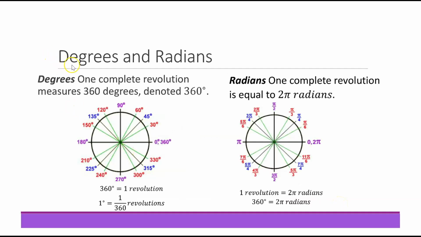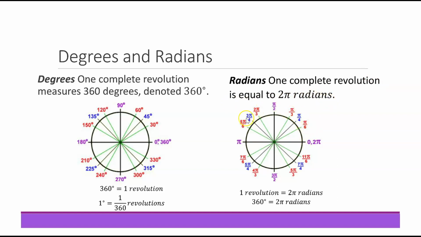Here's a brief overview of degrees and radians. For degrees, we say one complete revolution measures 360 degrees, and here's the notation. So one complete revolution is 360 degrees. So 1 degree is 1/360th of a revolution. For radians, we say one complete revolution is equal to 2 pi radians.